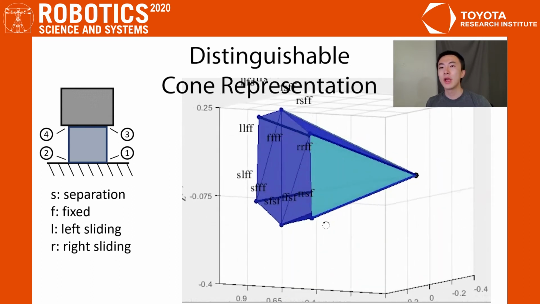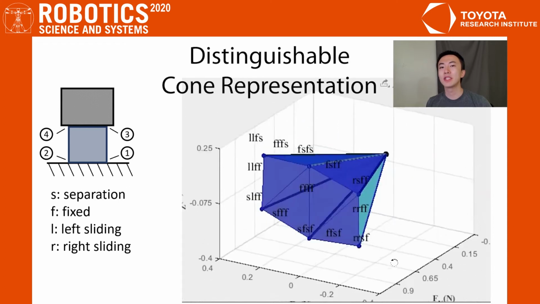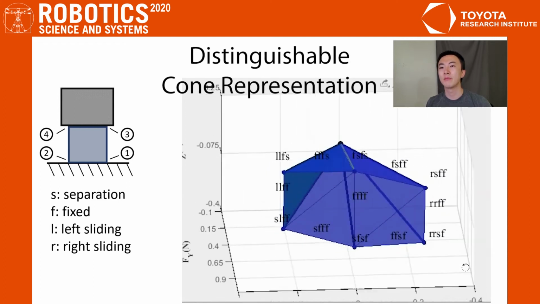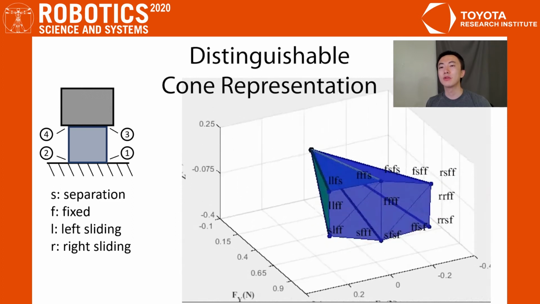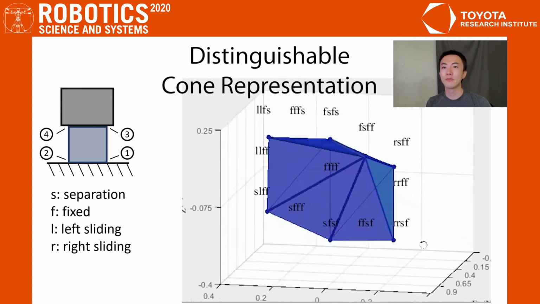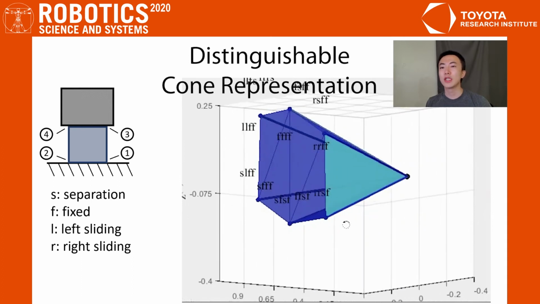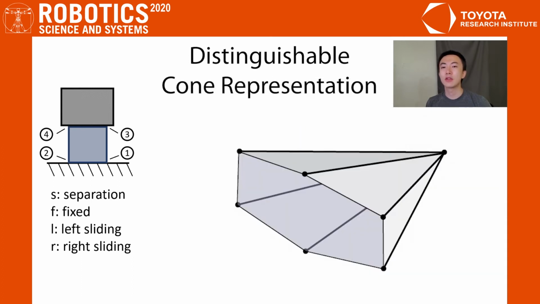For example, here we show the 13 non-empty cones for the hand block system. Since different modes have different cones, we can select a mode by applying a wrench in that cone. However, this approach is not robust because different cones are close to each other. For example, if we apply this wrench to obtain the FSFF mode, a tiny disturbance force can move our wrench into the cone of another mode.